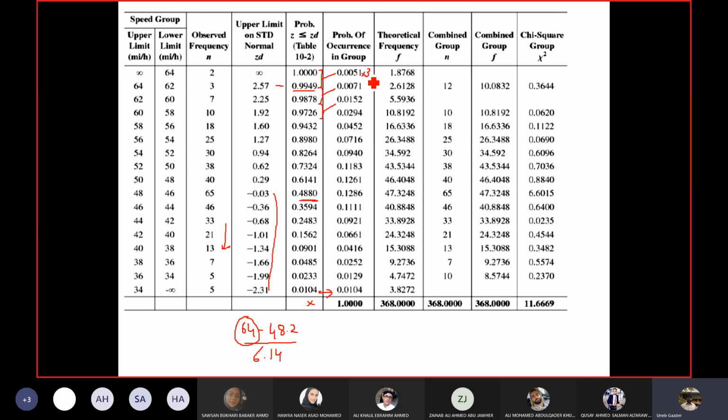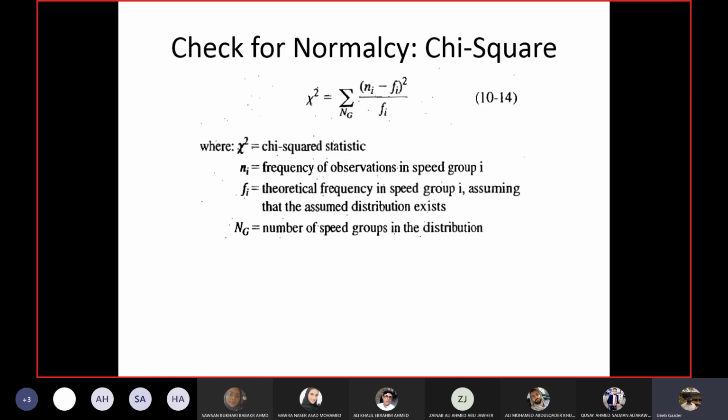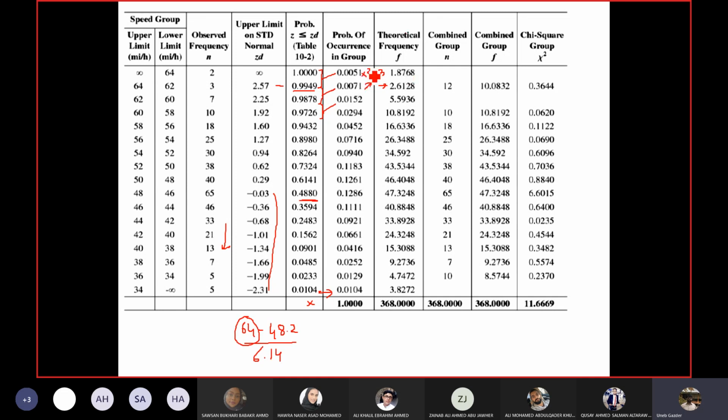multiplied by 368 will give you 1.8768. Okay, and 0.00071 multiplied by this number will give you this much, and so on. So each probability will be multiplied by the total number of values to get the f value. Now you have reached the f value. So if you go to the chi-square equation, I needed n and I needed f. So I have both now. N was already there from the field, and f I just calculated by multiplying the probability of each group with the total number. So these are the f values.